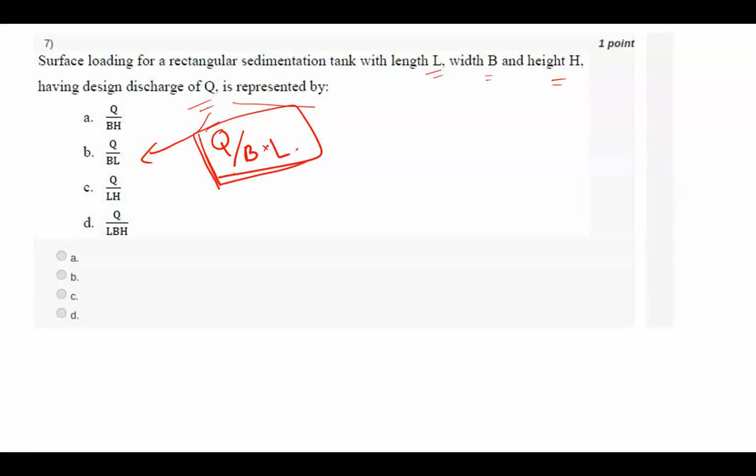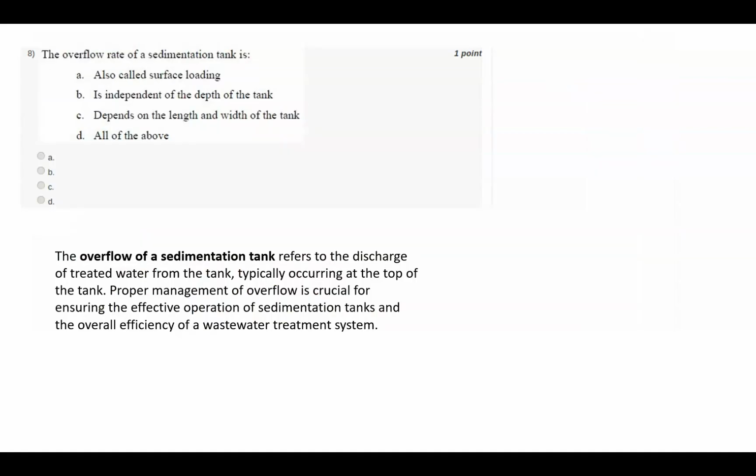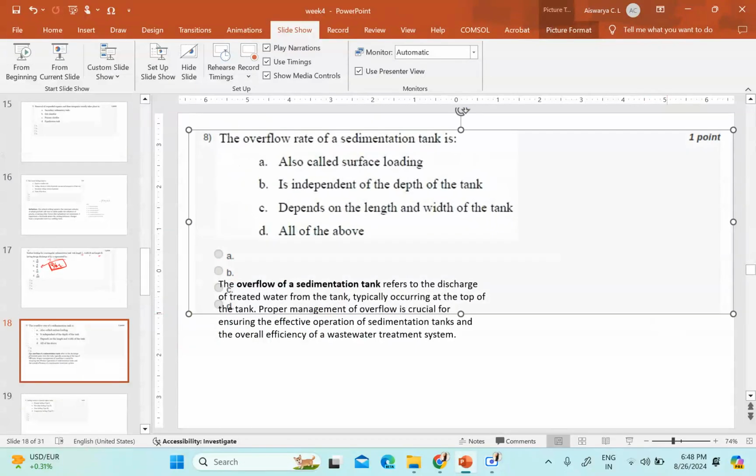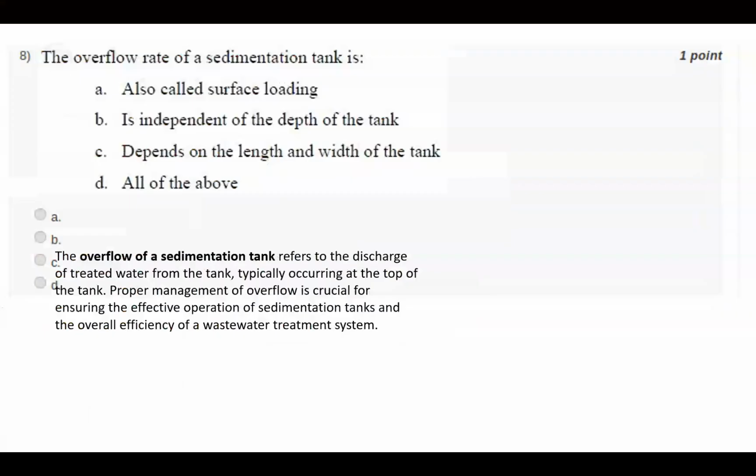I think if you have seen the lectures, you can easily answer these questions. Okay. Next question. Here, the overflow rate of a sediment tank, also called surface loading. Four options are given: B, overflow rate is independent of depth of the tank; C, depends on length and width of the tank; and D, all the above.